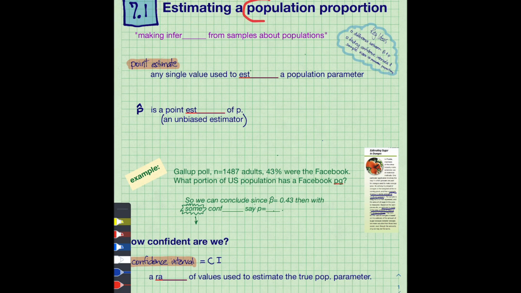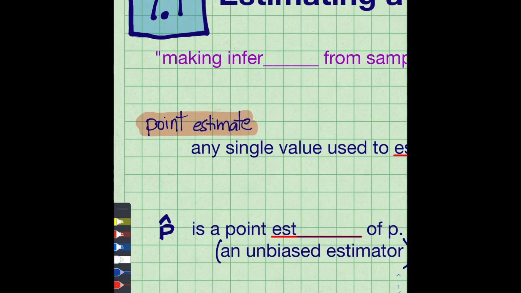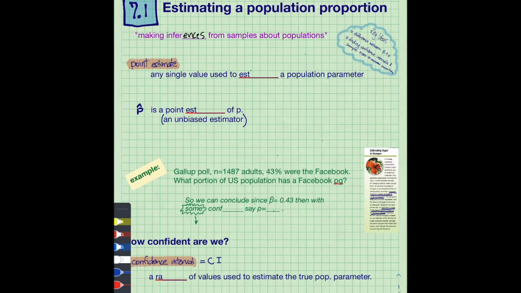Thought number 1. Number 2, why do we estimate? Well, because populations are hard to work with. Samples, super easy. But populations, not so much. Why? Because there's so many flipping people, so many flipping fish. It's hard to count them all. Therefore, what we're doing is we are making inferences from samples about populations.